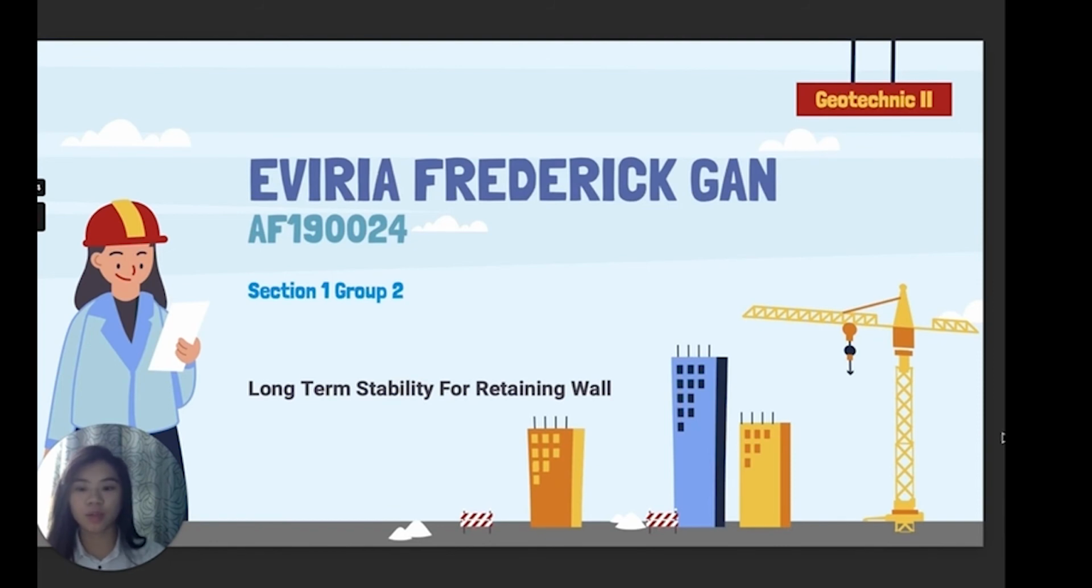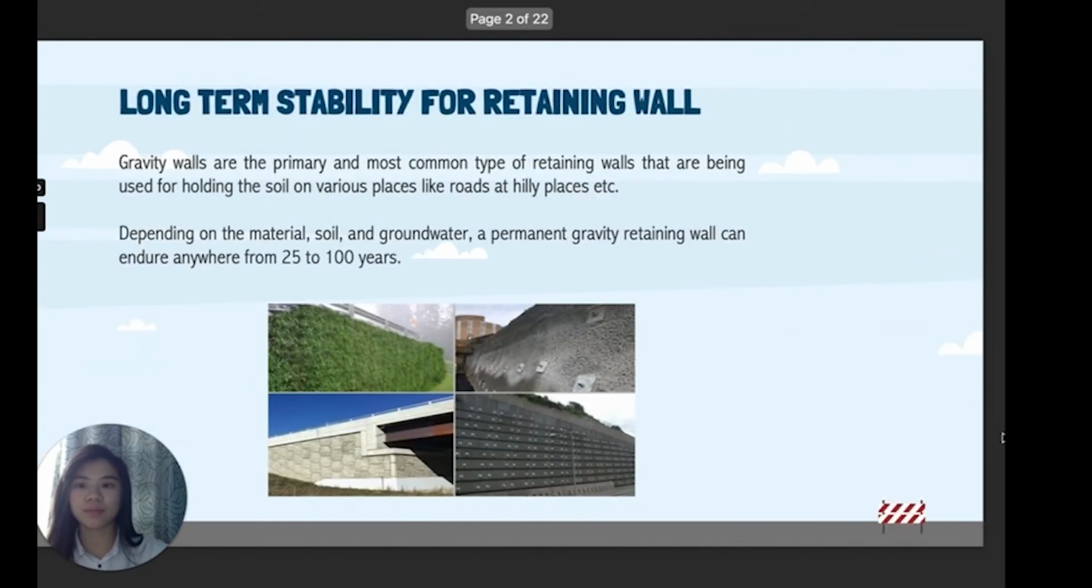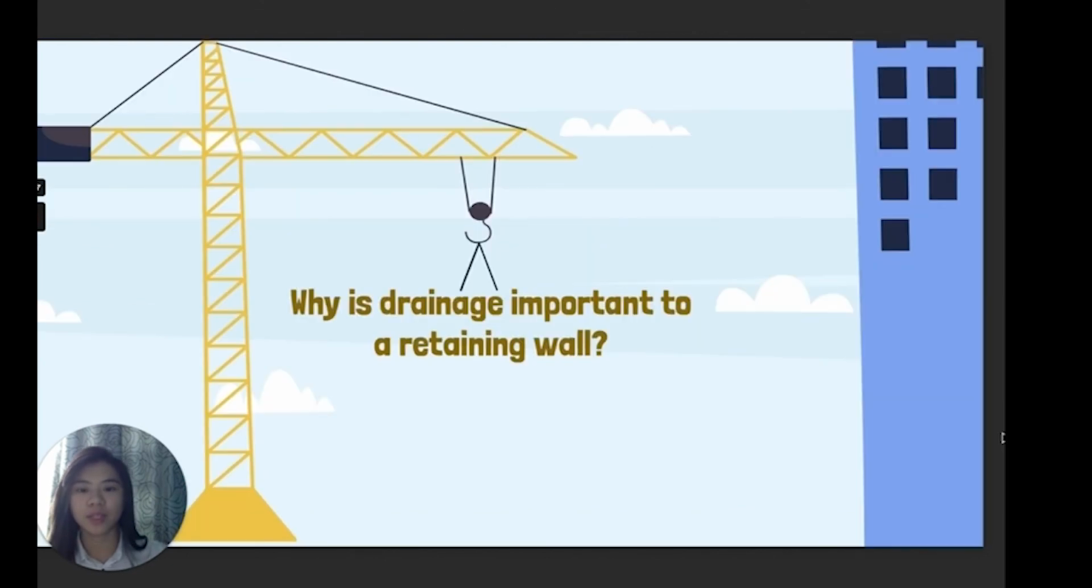So today I'm going to present about long-term stability for retaining wall. A permanent gravity retaining wall can endure anywhere from 25 to 100 years. And it is the most common type of retaining wall used for holding the soil in various places like roads and hilly places. Why is drainage important to a retaining wall?